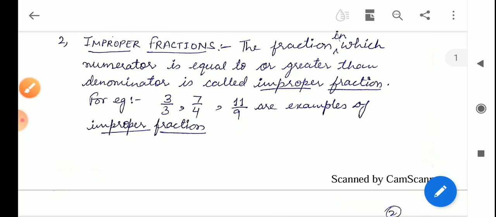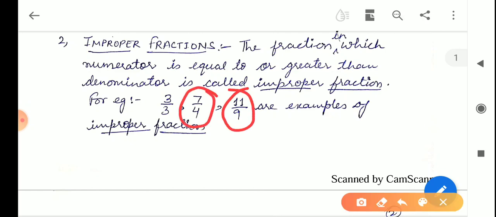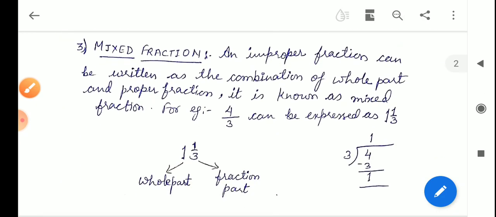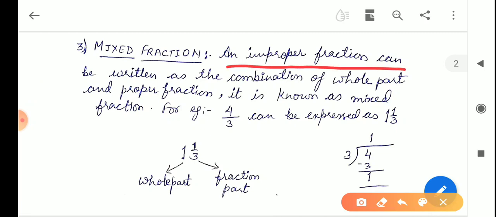You can notice one more thing from this. If the numerator is greater than the denominator, it can also be converted into one more form of fraction. By dividing 7 by 4 or 11 by 9, we get another form of fraction, that is known as a mixed fraction. Now come to mixed fraction. An improper fraction can be written as a combination of the whole part and the fraction part.